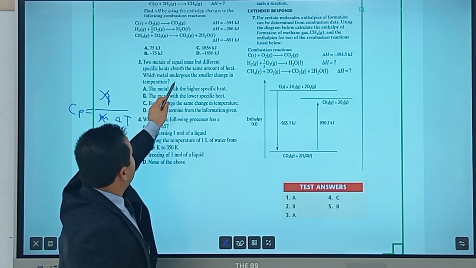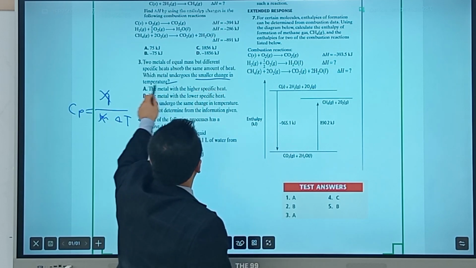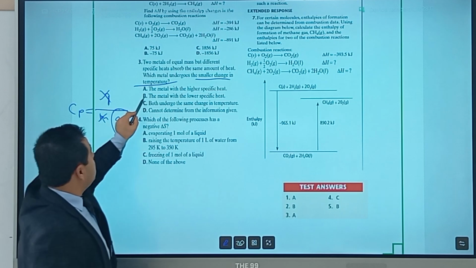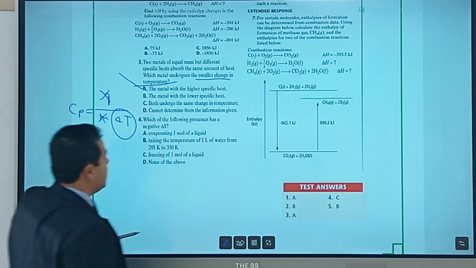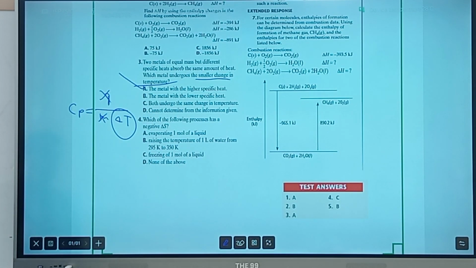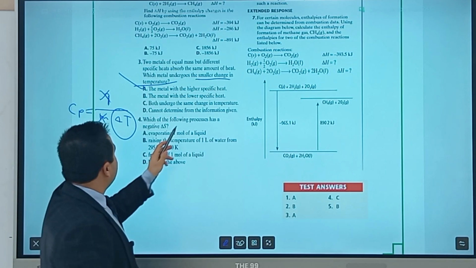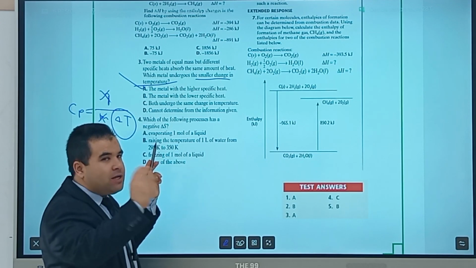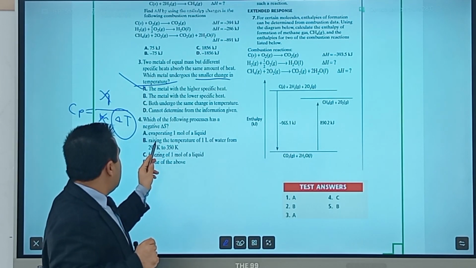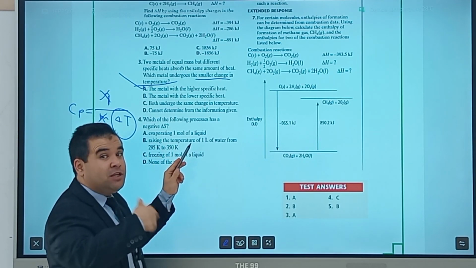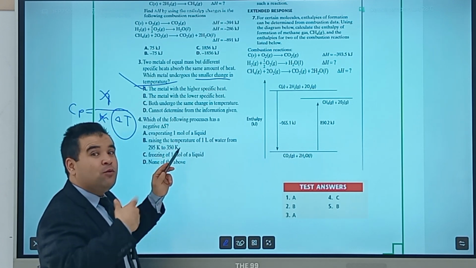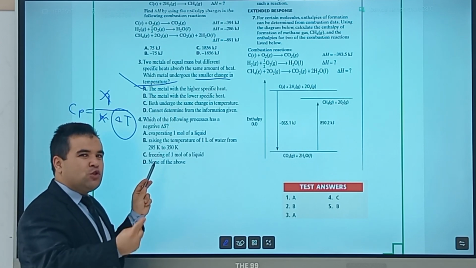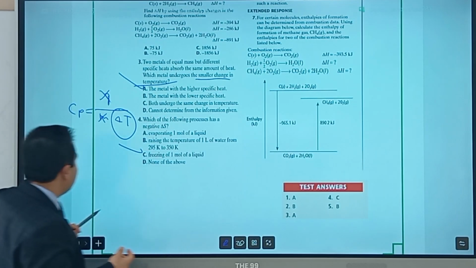The metal which undergoes a smaller change in delta T must have a higher Cp. So the metal with the higher specific heat is the correct answer. A is the correct answer, guys. Which of the following processes has a negative entropy? Evaporation, liquid to gas, no, it's positive. Increasing the temperature of a system increases the motion, increases the entropy, no. Freezing means liquid to solid, yes, C is the correct answer.